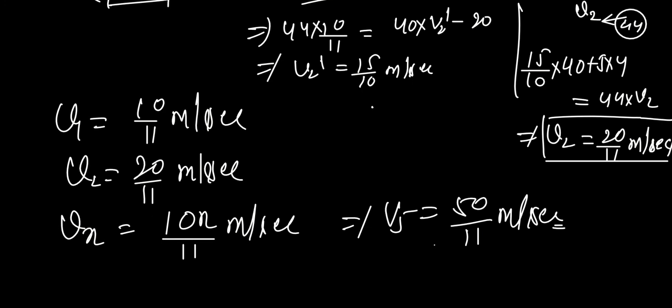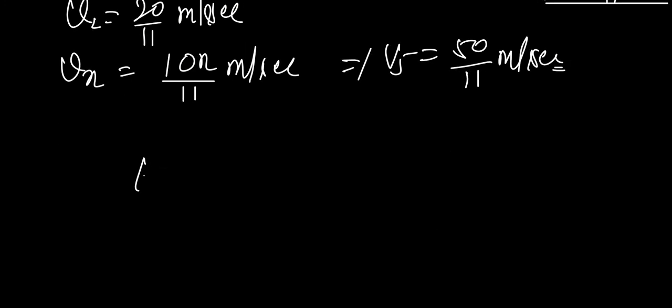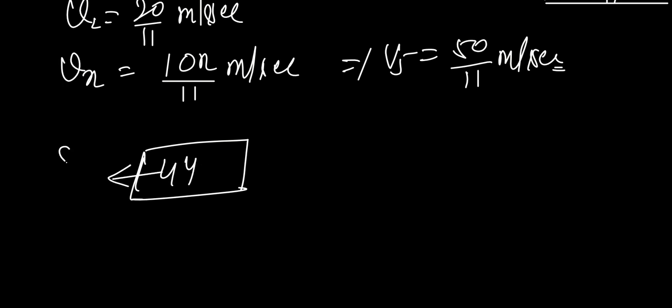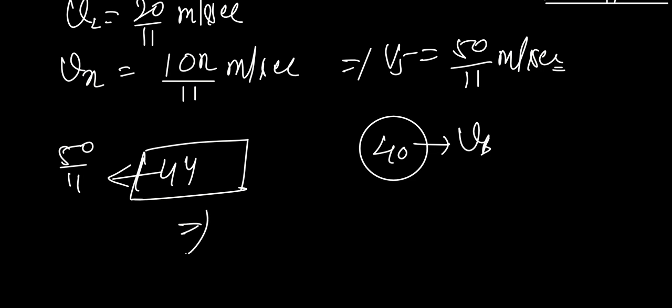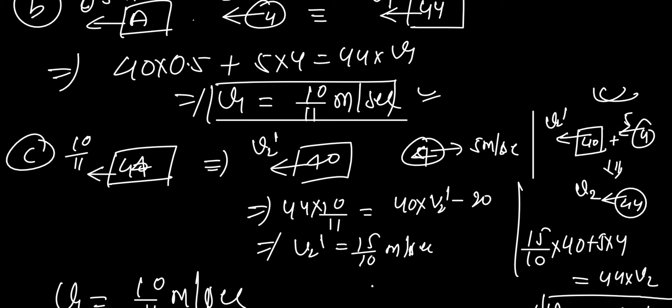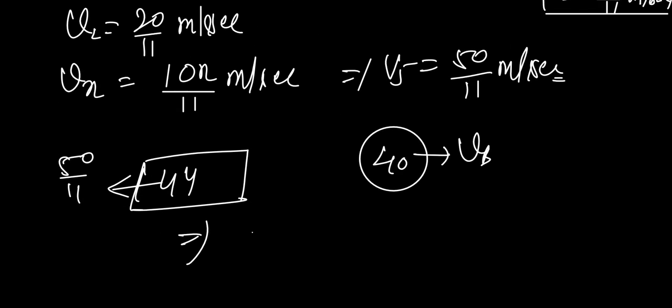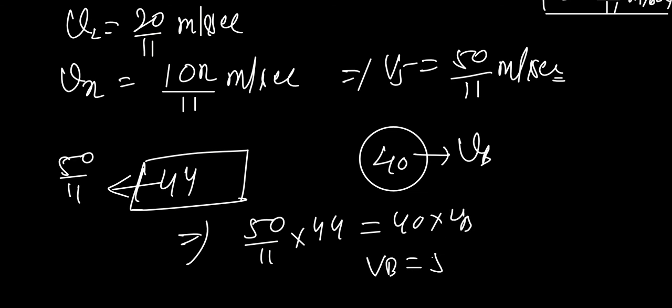Now what is the velocity of B in this situation? So A, having a mass of itself and the ball, that is 44 kg, is moving at the speed of 50 by 11 meter per second. B is 40 kg. What can be the speed of B? So let it be V. We can say that initially there was zero momentum, so finally also it should be zero momentum. Then we can say that 50 by 11 into 44 is equal to 40 into VB. So VB is equal to 5 meter per second in this situation.